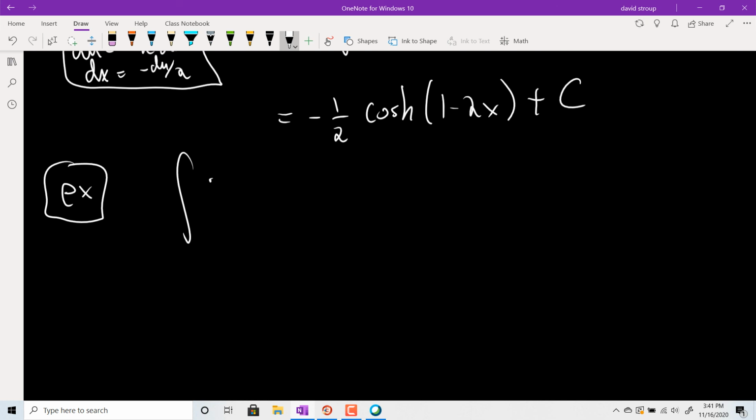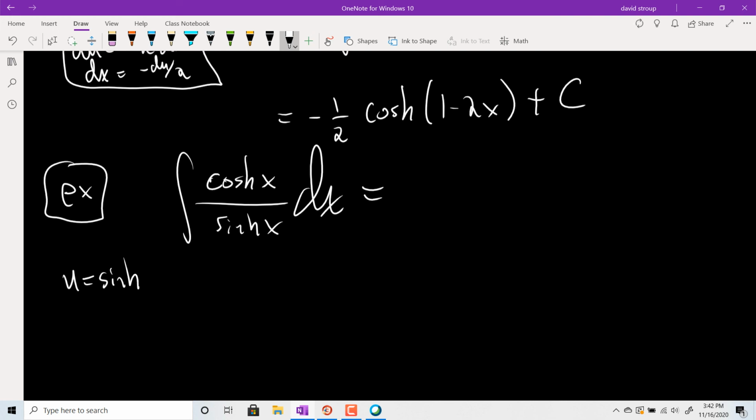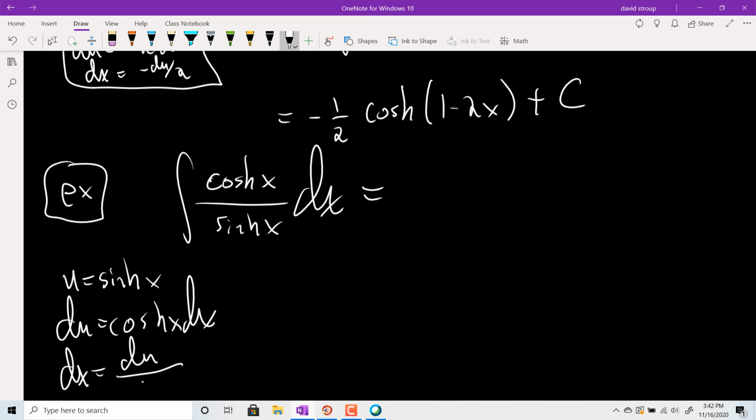Integral of cosh x over sinh x dx. Okay, this guy is just the integral of coth, right? And we could figure that integral then by using a u sub on sinh. So du will be cosh of x dx. And of course dx will be du all over cosh of x.